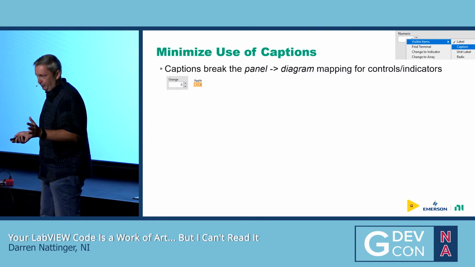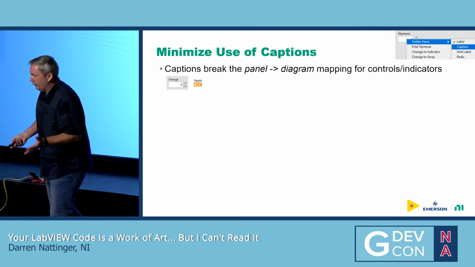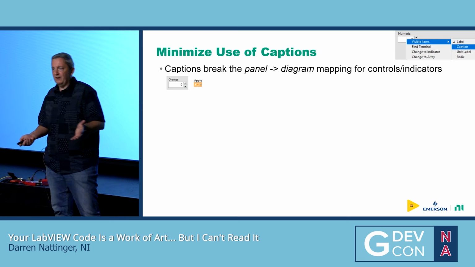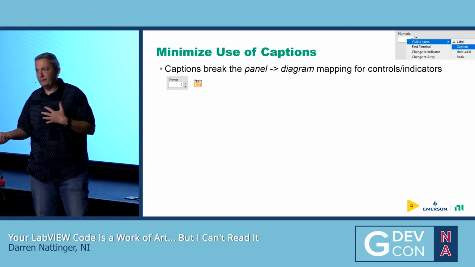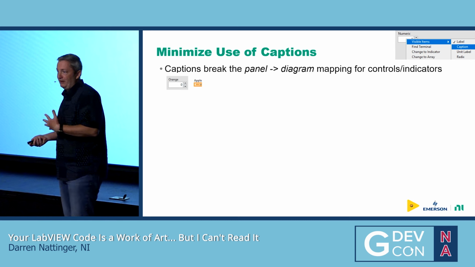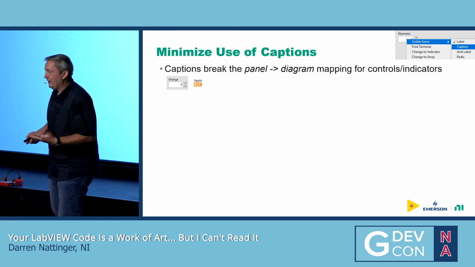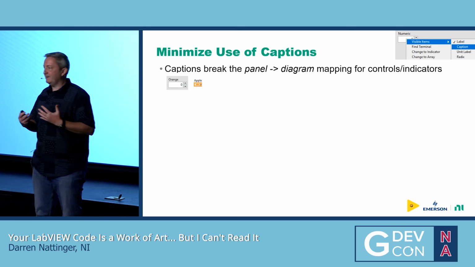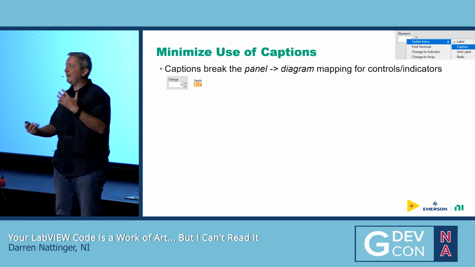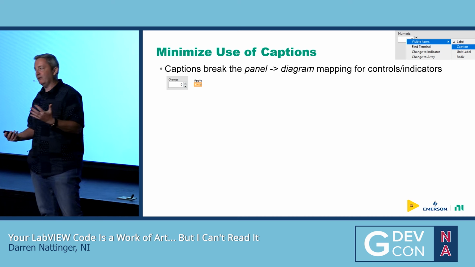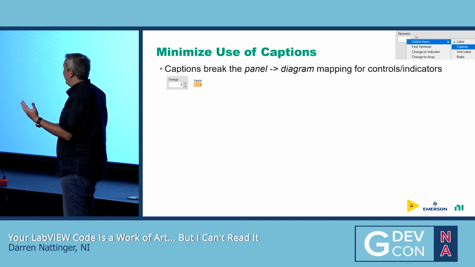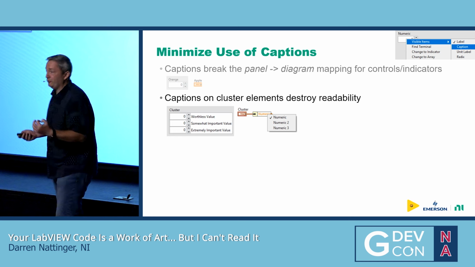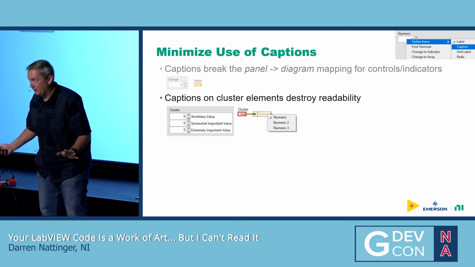So let's start off with a simple one. We shouldn't really be using captions. If you look at the control on the front panel there, its label is actually Apple, but someone has changed its caption to orange. And whenever captions are used on front panel controls, that really harms your readability in terms of making that mapping between the front panel and the block diagram. Believe it or not, I've actually seen people do this with cluster elements, which is a terrible idea.